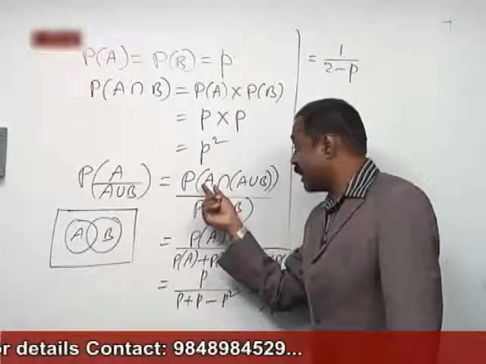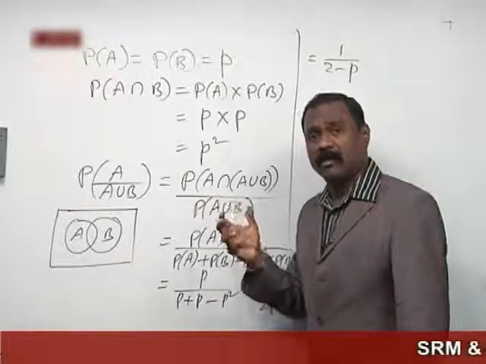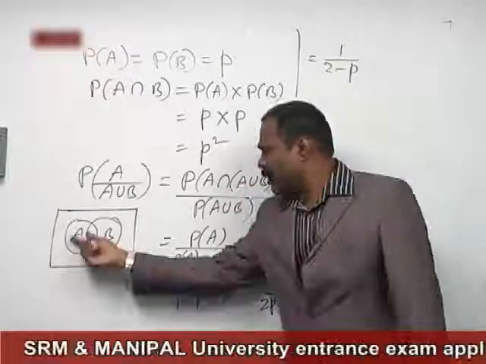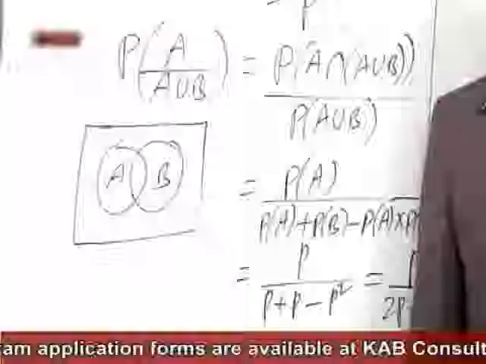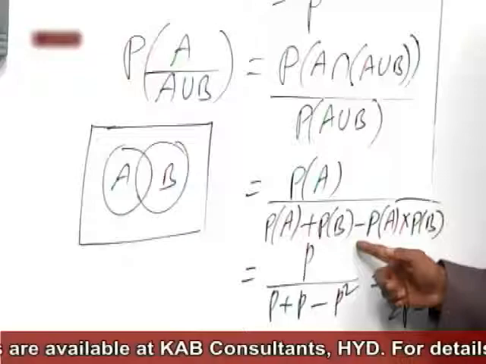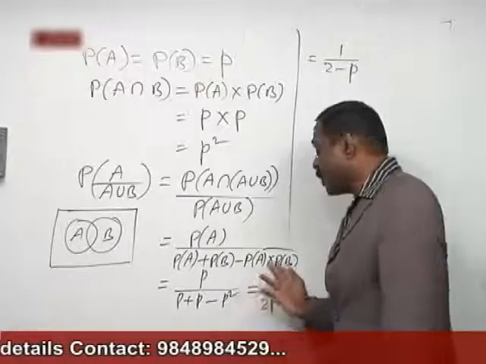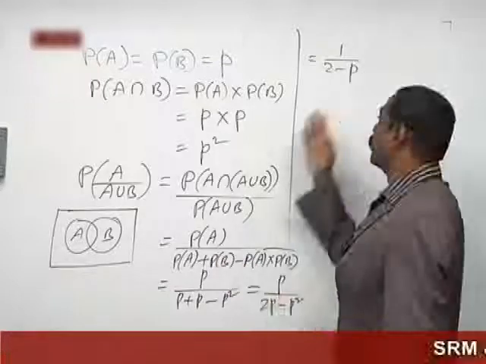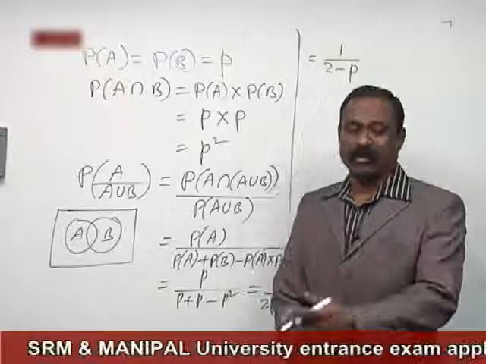So P of A intersection A union B means A and A union B, that means you have to take the common area to both A and A union B. The common is nothing but A, that is why it is written as A. And P of A union B, by the addition theorem, is nothing but P of A plus P of B minus P of A into P of B. Why P of A into P of B? Because they are independent events, otherwise we write here P of A intersection B. Now the values are substituted and simplified. It is nothing but 1 upon 2 minus P. Go to the next problem.